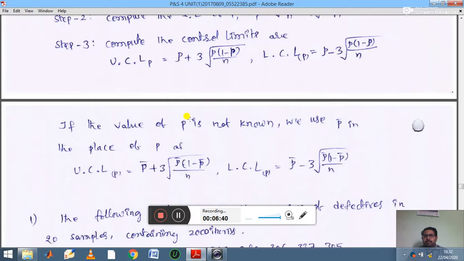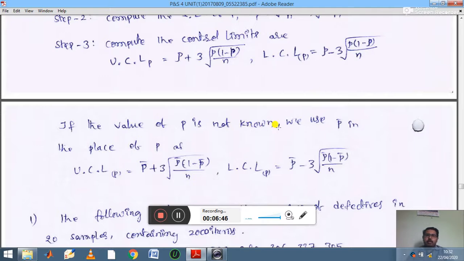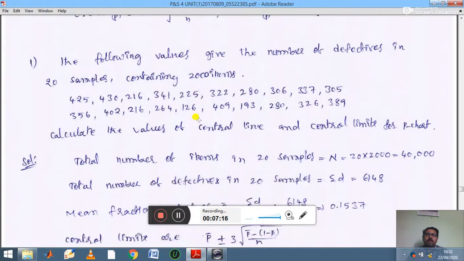So if P value is not known, if they are not giving P value directly in the problem, then you need to use P bar in place of P. So here you are having one more set of formula to calculate UCL and LCL. UCL is equals to P bar plus 3 into square root of P bar into 1 minus P bar by n. Similarly LCL is equals to P bar minus 3 into square root of P bar into 1 minus P bar by n. So these two formulas are applicable when they are not giving P directly in the problem. Okay, so now let us see how to find P bar chart.